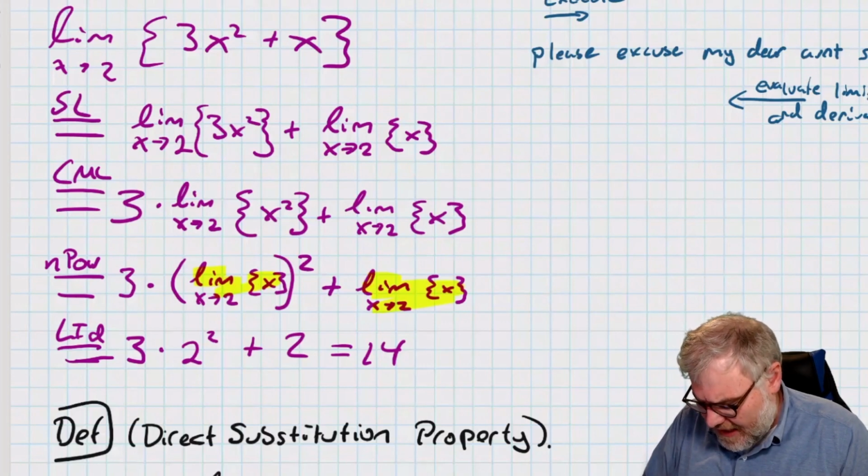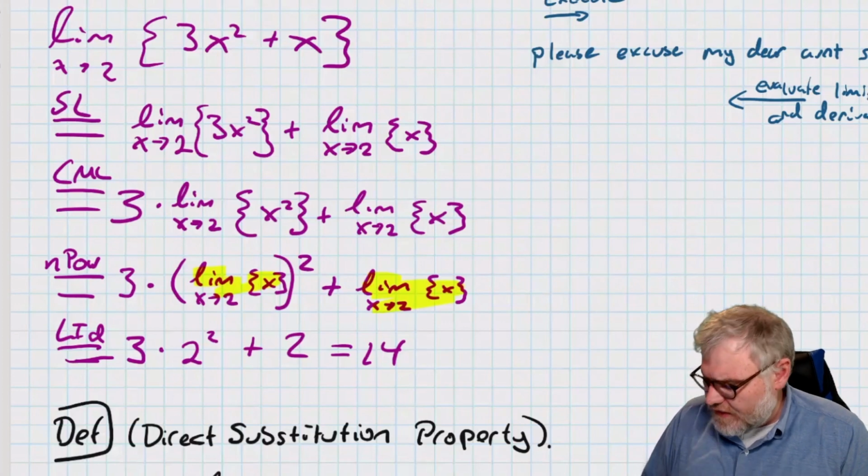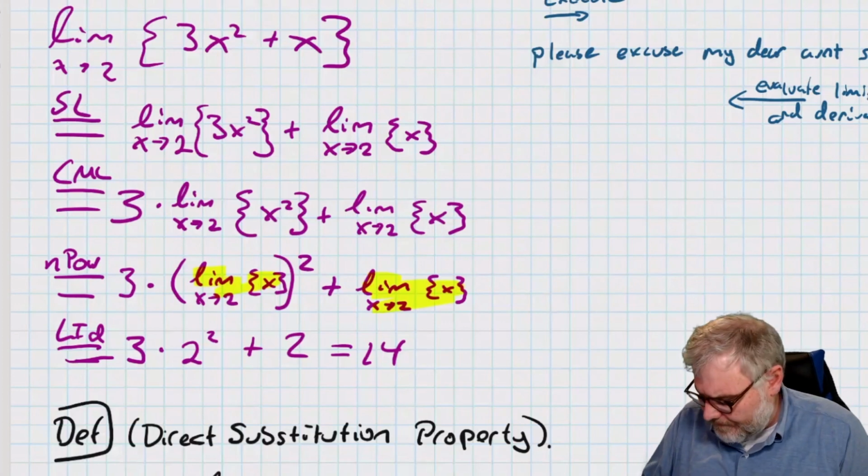I add those things together, right? So I get 4, 12, 13, and 14, and I add them all together, and I've evaluated. So that's how we evaluate these limits.